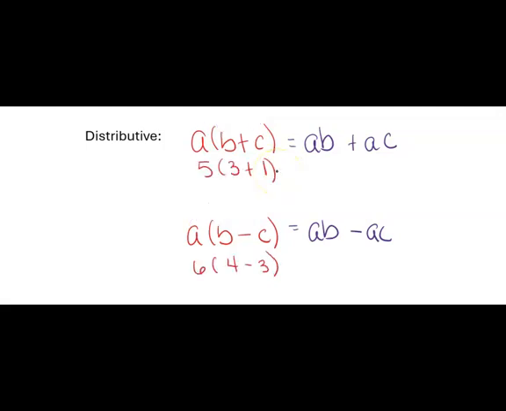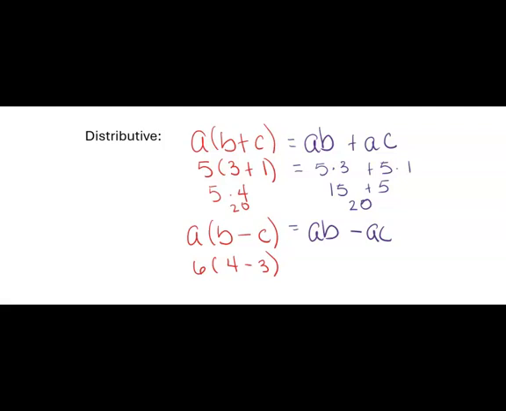Is 5 times (3 plus 1) the same thing as if I distributed 5 to the 3, so we get 5 times 3, and then 5 times 1? Let's see. If I do order of operations, 3 plus 1 is 4, so here 5 times 4 equals 20. Now let's check it on the other side. 5 times 3 is 15, plus 5 times 1 is 5, and 15 plus 5 is in fact 20. So that works.